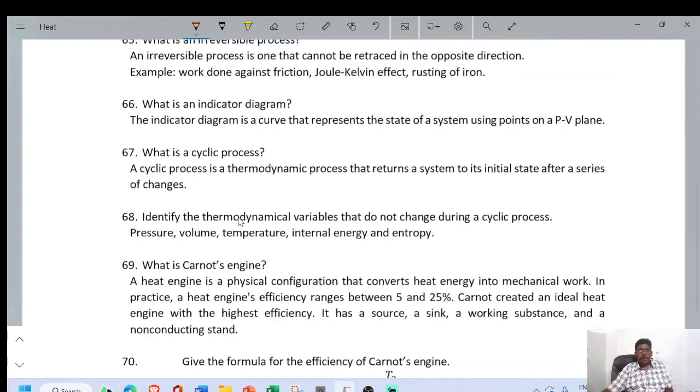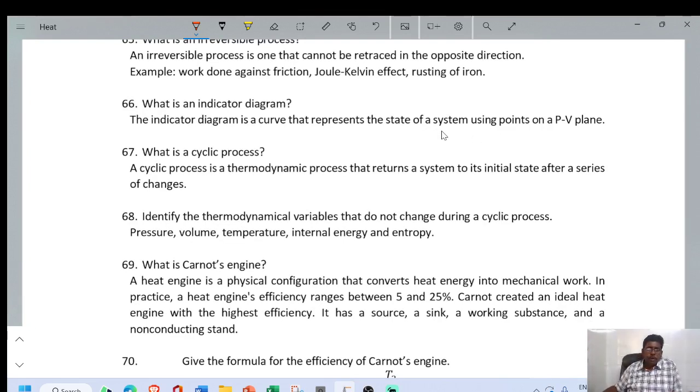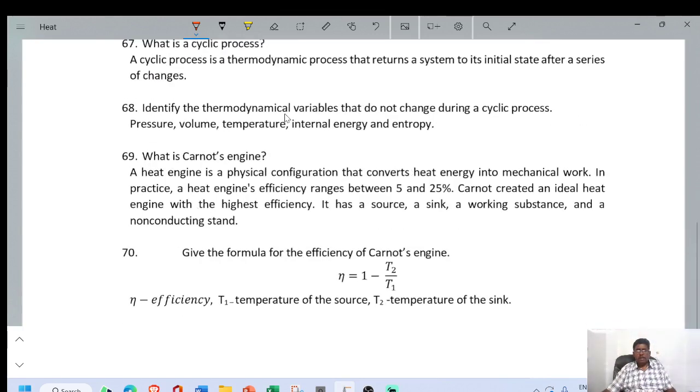What is an indicator diagram? The indicator diagram is a curve that represents the state of a system using points on a PV plane. What is a cyclic process? A cyclic process is a thermodynamic process that returns a system to its initial state after a series of changes. Identify the thermodynamic variables that do not change during a cyclic process: pressure, volume, temperature, internal energy, and entropy.